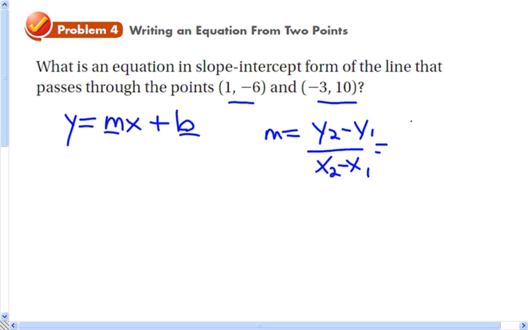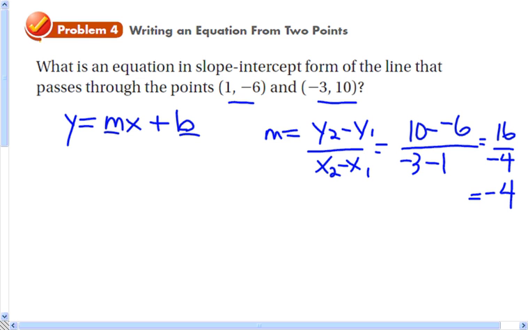And so we're going to take 10 minus -6 for our rise, and we are going to take -3 minus 1 for our run, and that equals 16 over -4, which is -4. Our slope is -4, so we now have the m part. We can substitute that for m. Now we just need to know the y-intercept.